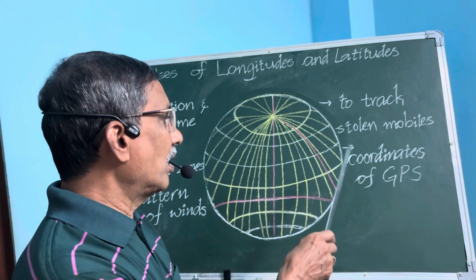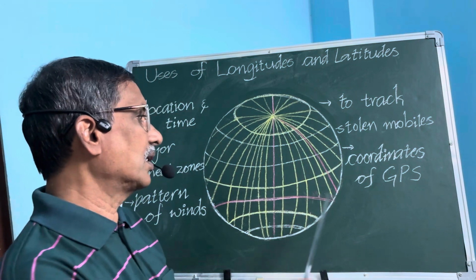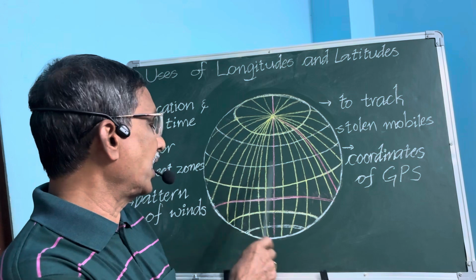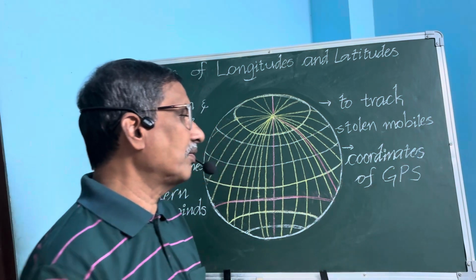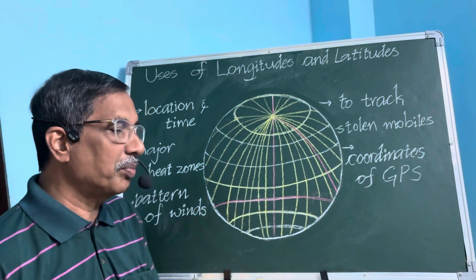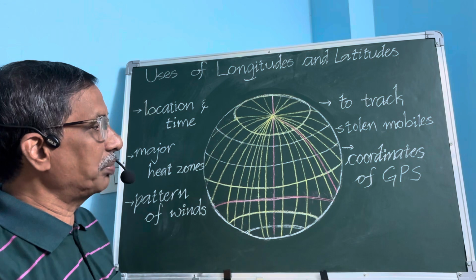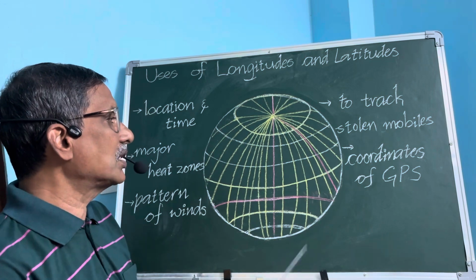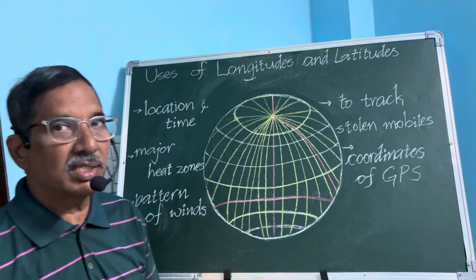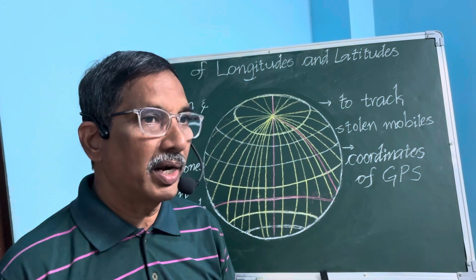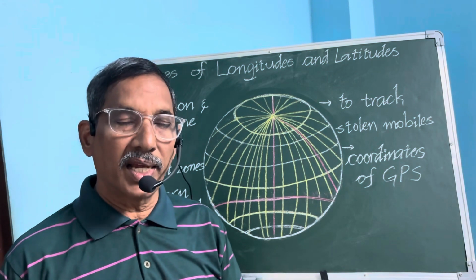And another important use in modern times is that the latitudes and the longitudes together make the coordinates of GPS. Any person can locate any place on the earth using GPS, and the GPS uses the coordinates of latitudes and longitudes. Friends, these are the main and important uses of the latitudes and longitudes.